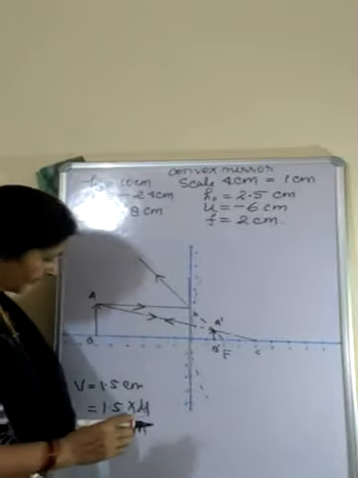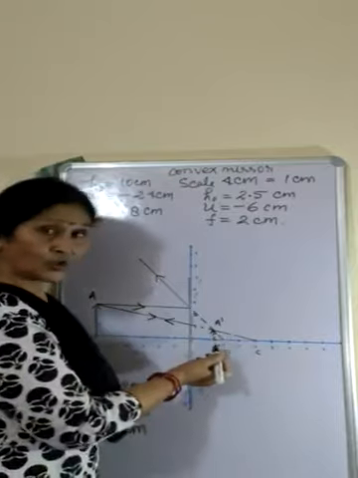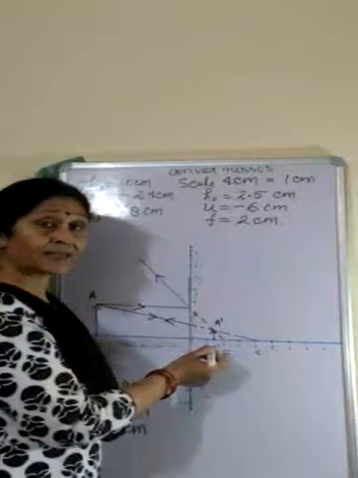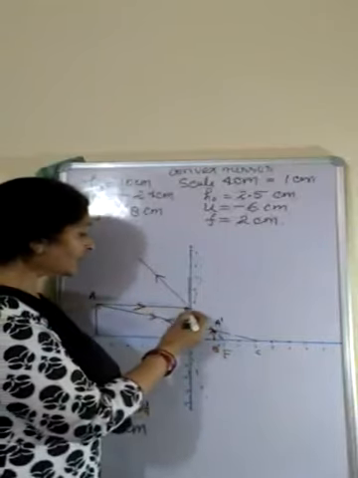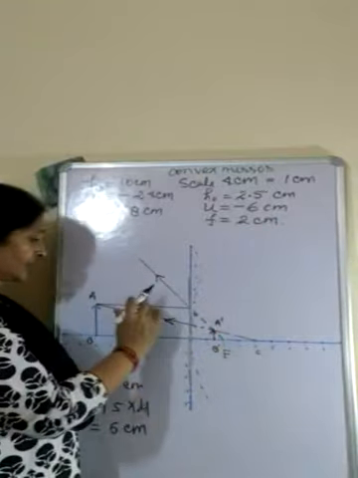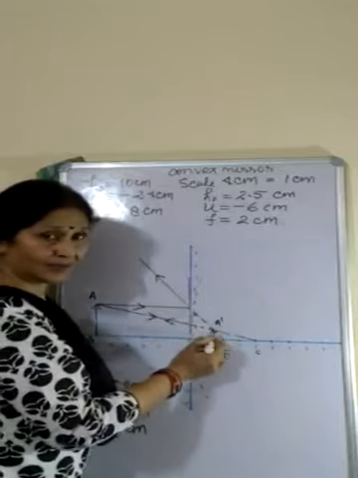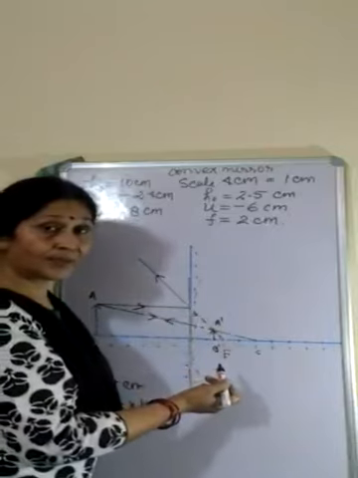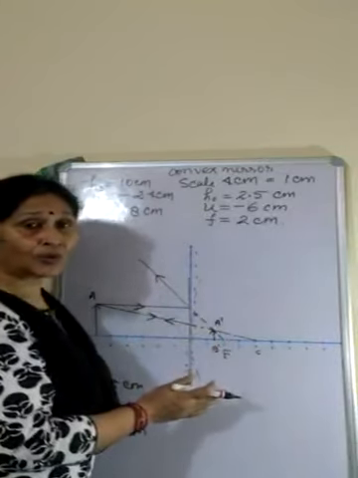The image formed is virtual as it is formed by the extended reflected rays. These are the reflected rays and this is also the reflected rays, and they are not going to meet this side, so it is extended here and the image formed is virtual. This is how we have completed this graphical construction, I hope all of you have understood.